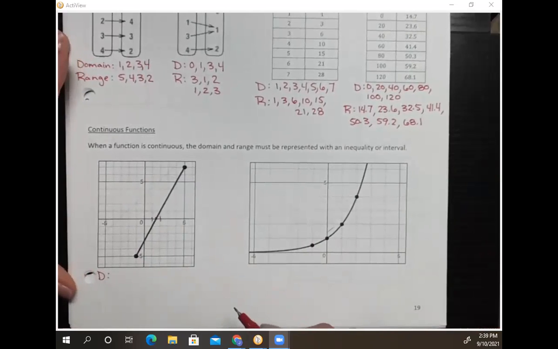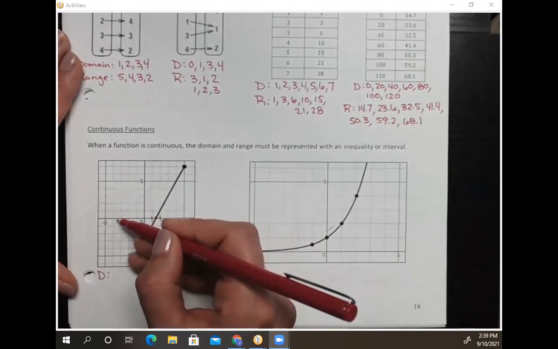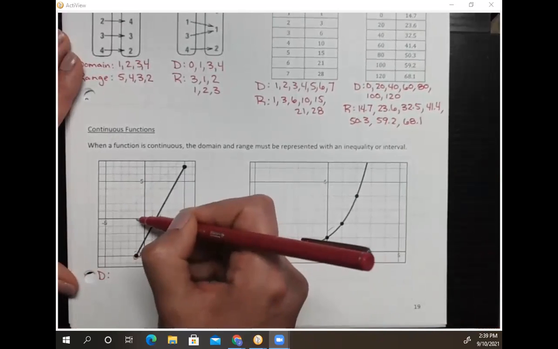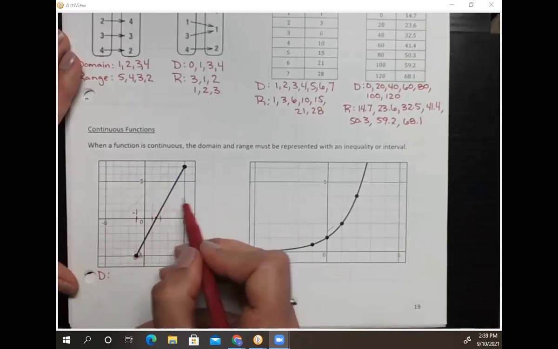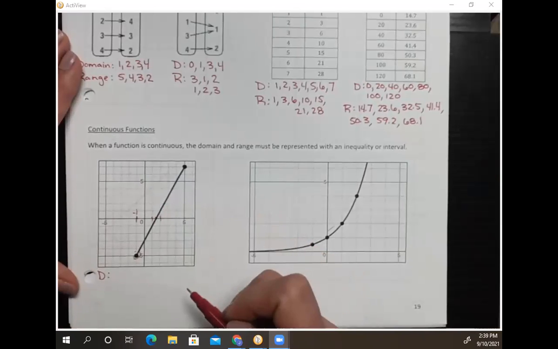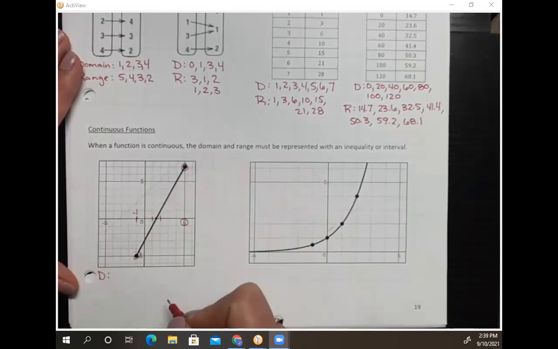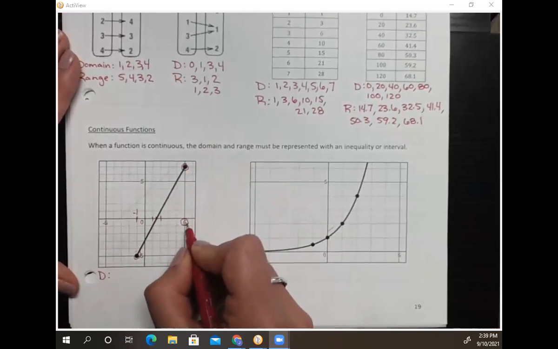And I want to start with the lowest domain value, the lowest x value. So that means I'm looking for the point that is farthest to the left. This point right here is the farthest left point on the graph, and its x coordinate is -1. Okay. Next, I want to find the point that is farthest to the right. What's the rightmost point on the graph? That would be this guy, and its x value is 5. So that means my x values are everything from -1 to 5.